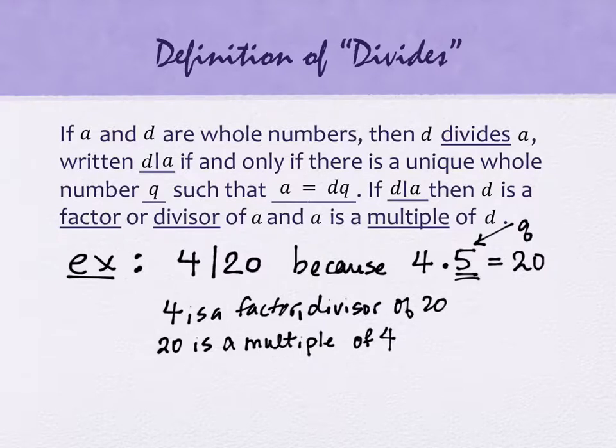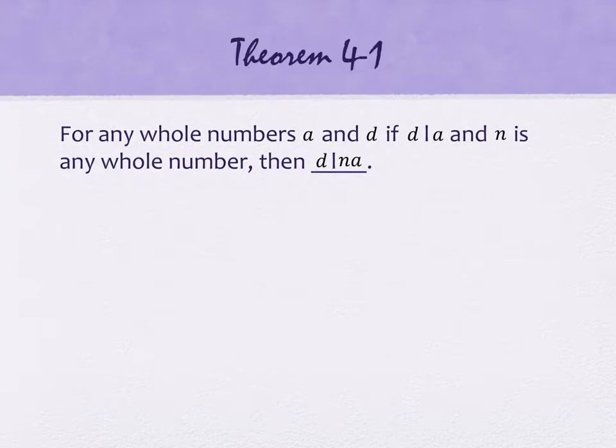Okay? There's a very nice theorem that comes next that's kind of interesting. It says, if we have whole numbers A and D divides A, and N is any whole number, then D will divide N times A as well. So this is saying, because 4 divides 20, like the last example I just did, 4 is going to divide all multiples of 20.